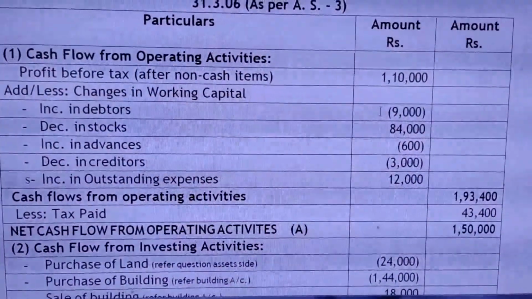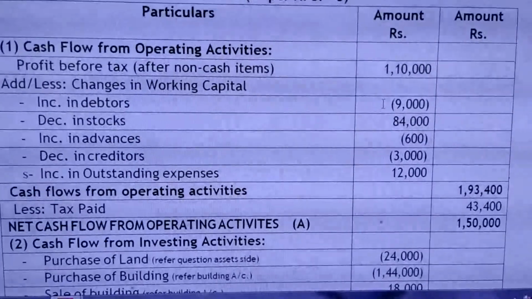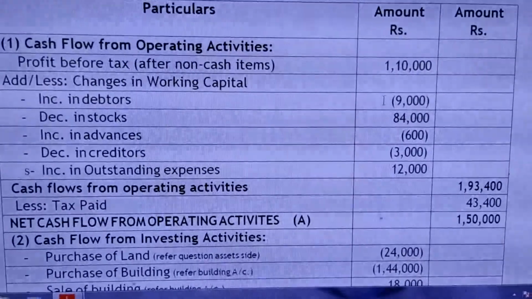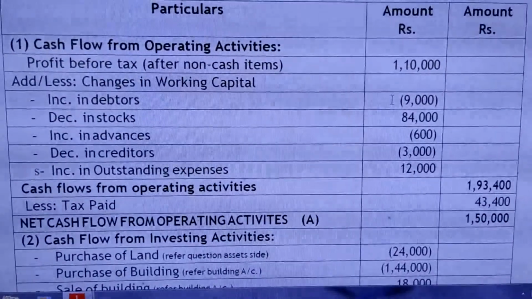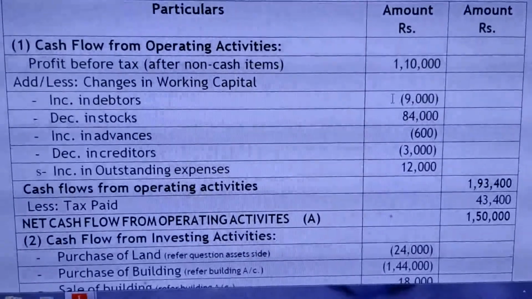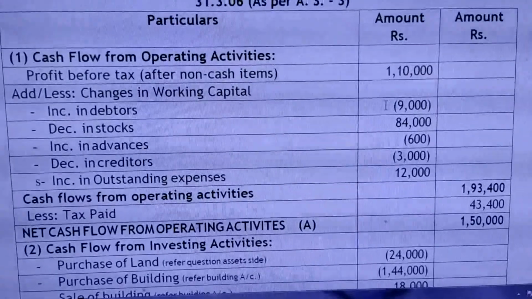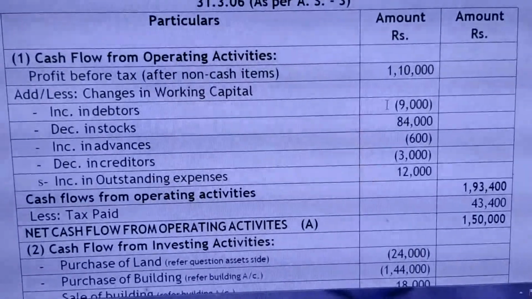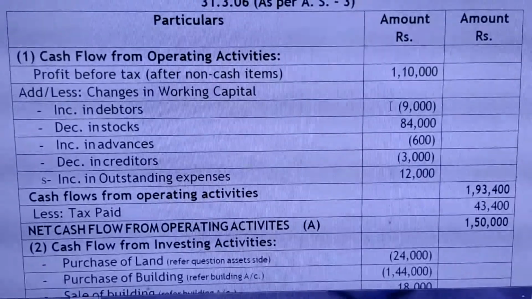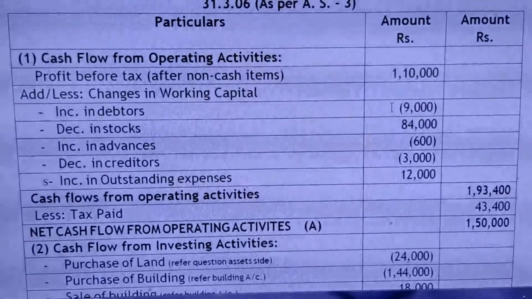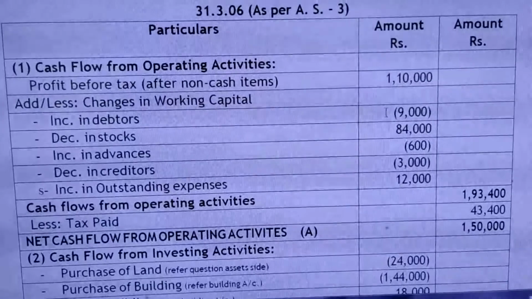Then decrease in stock 84,000. It impacts the value as sold out, so positive. An increase in outstanding expenses 12,000. So now you can find out the cash flow from operating activities. You just add all those positive values: 1,10,000 plus 84,000 plus 12,000, you will get one value.